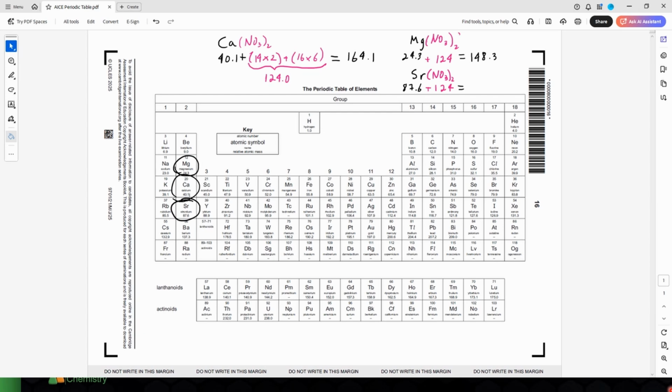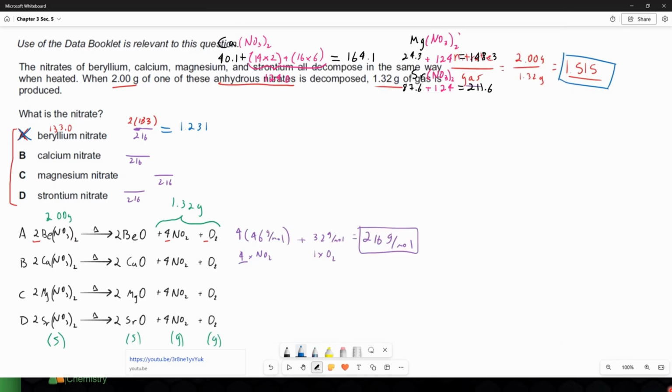So you see how that's much faster. That was a lot faster than having to do the whole math over and over again. If we just know this is 124, we can change the metal and just add the molar mass of the different metals. So now that we have the molar masses, we can go back to our problem here.